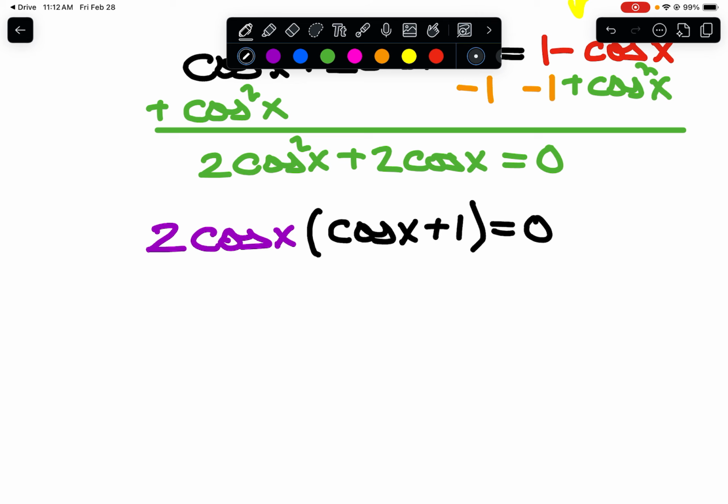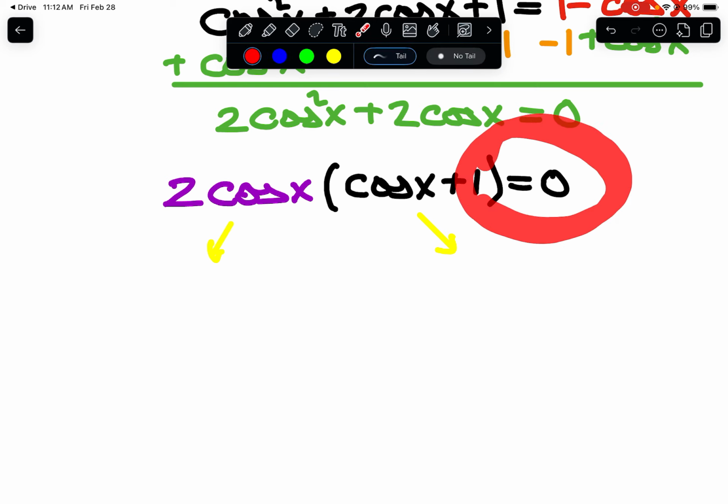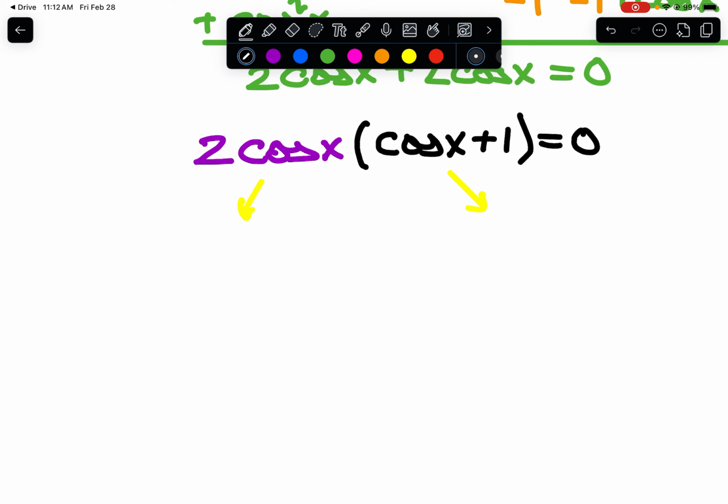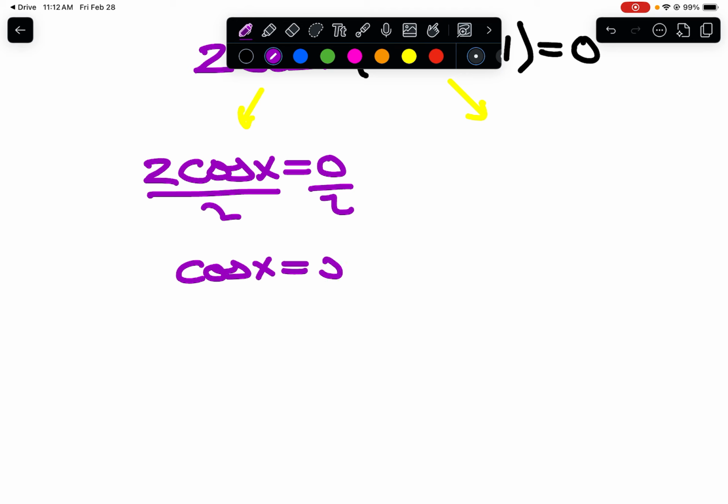And when you get to this point, when you have clearly defined separate terms, then you're going to split or separate, and then I'm going to set each of these terms equal to 0 and solve. So on the left side, I'm going to take my 2 cosine x and set that equal to 0. So I'm going to divide both sides by 2. So that leaves me with cosine x is equal to 0.